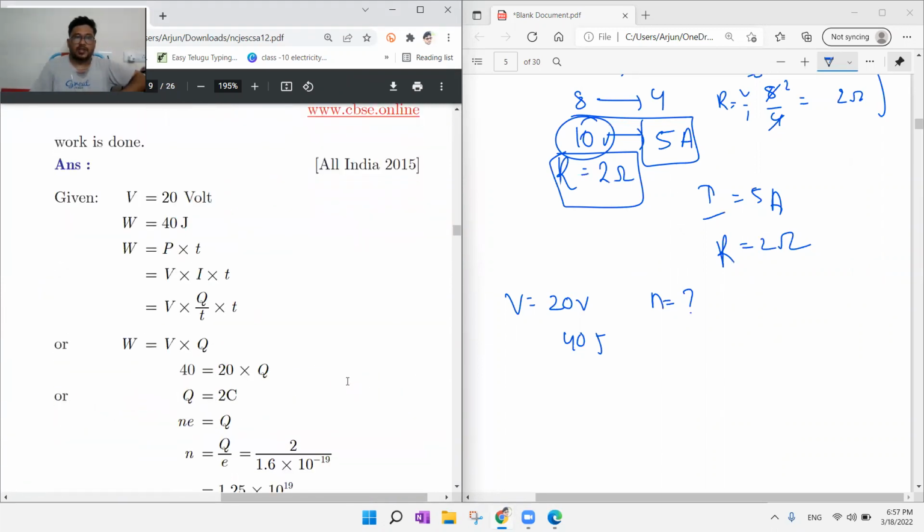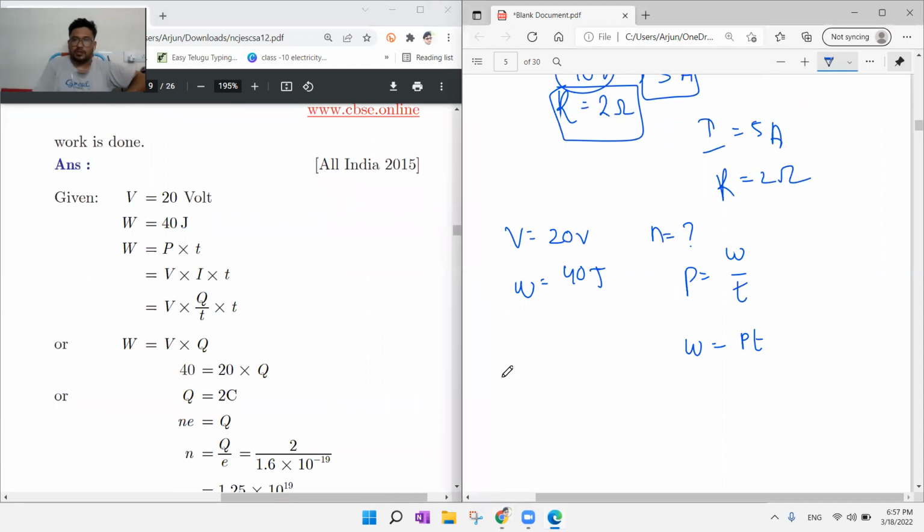$40 joule of work is done. W is equal to 40 joule. Then we have to find. V is equal to 20, W is equal to 40, and we know power is equal to work upon time. From this, work is equal to power into time. We know P is equal to V into I. If you substitute, it becomes V into I into T. Again, we know I is equal to Q by T.